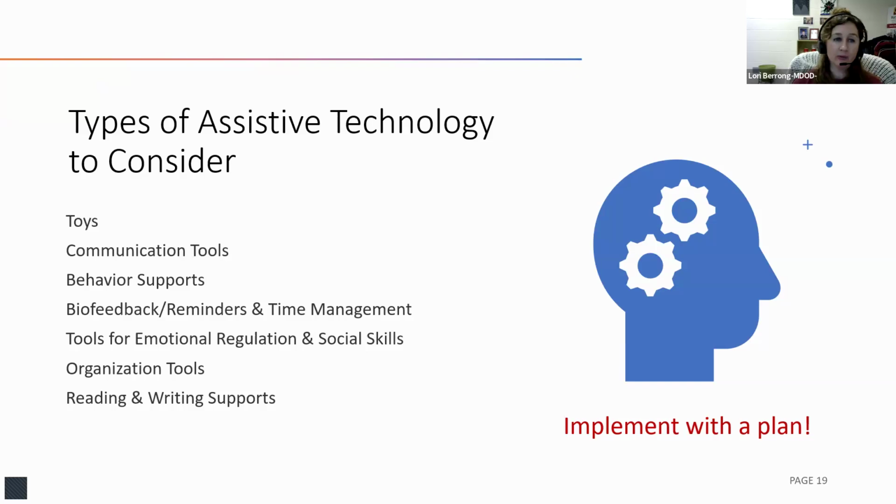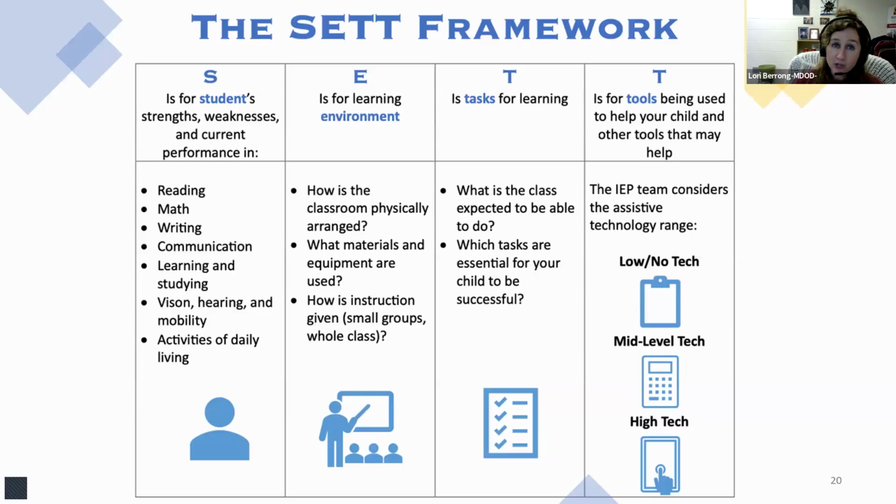So that's really important when we're talking about assistive technology and incorporating it into the IEP or the behavior intervention plan. Again, we want to implement these with a plan. We want to think about how this is going to support this person and what are the outcomes that we're looking for. So really have a framework for how you want to implement and how you want to measure the outcomes. In the educational space, we use what is called the SET framework.